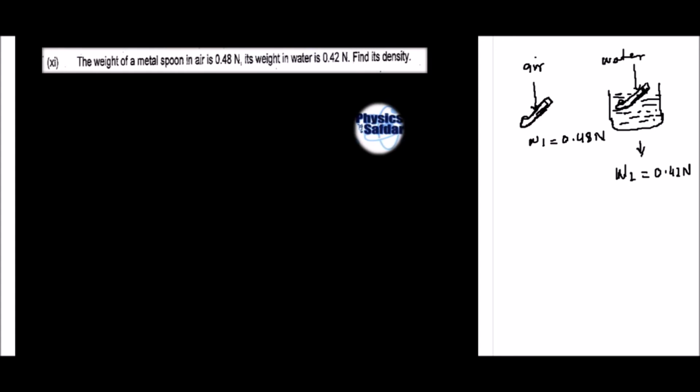Look at this diagram. There is a spoon in air. The weight is measured, that is W1, 0.48 Newton. Then a spoon in water, again measure its weight. It's recorded W2, that is 0.42 Newton. The weight of the spoon decreases because of upthrust of the liquid. So we need to calculate the density of a spoon.